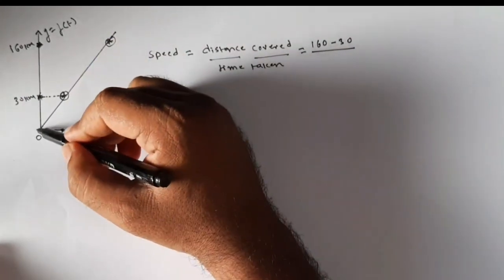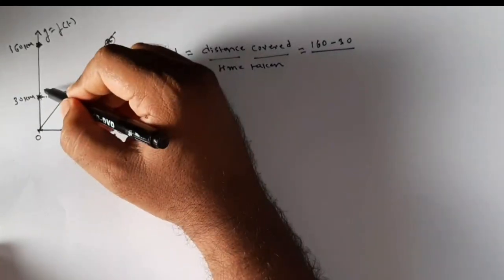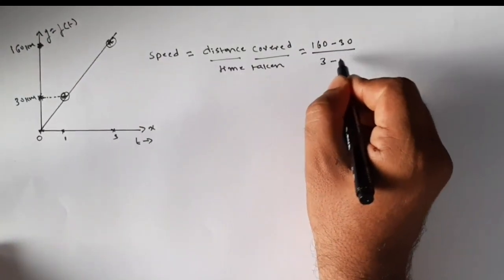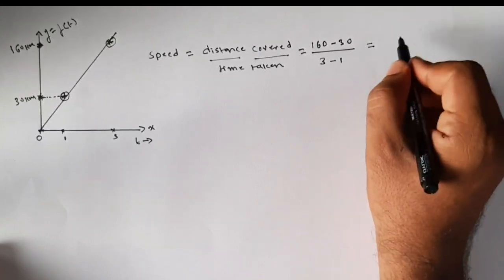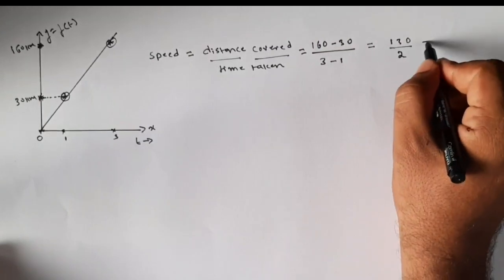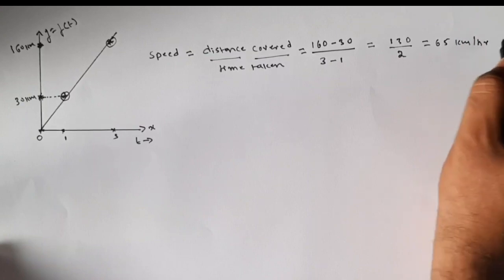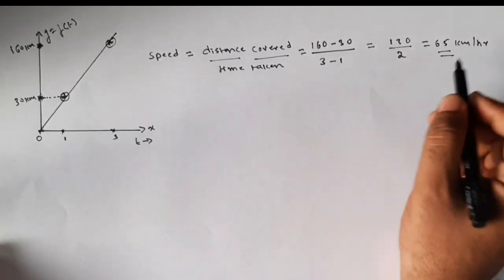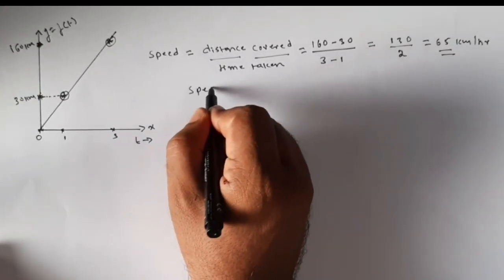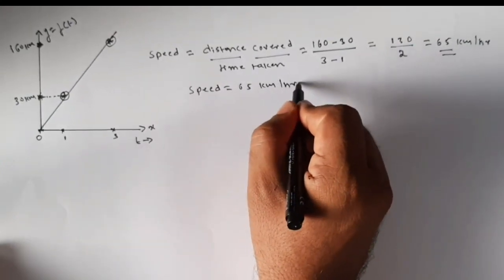So the total time from here to here is 3 hours. If you subtract 1 hour from that, you get the time for the distance covered from here to here. So that is 3 minus 1. So this is equal to 130 divided by 2, which is equal to 65 km/h. So your car speed should be 65 kilometer per hour.